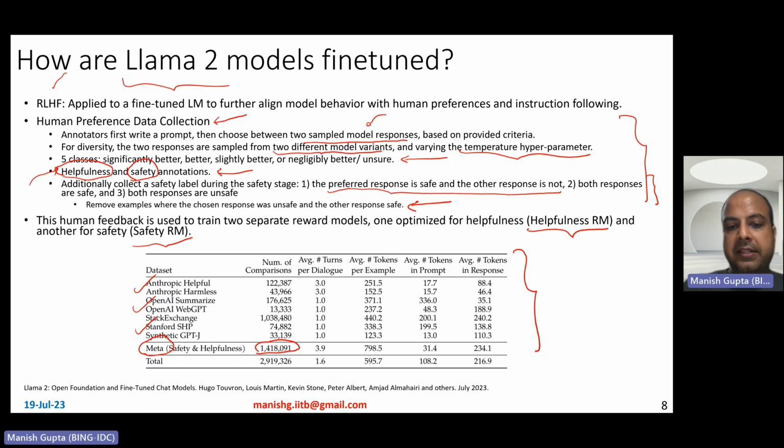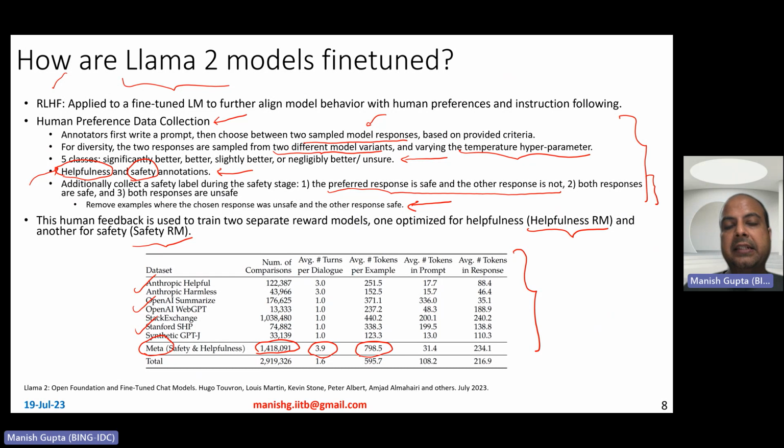Now, of course, it contains 3.9 turns on average, so basically it has good sized dialogues. Remember, here the example is that there is a prompt, there is a dialogue, and then there is a response. So there's a dialogue for which there is a response. And on average, there are about 3.9 turns in these examples, right? So that's that. Now, the sizes are also pretty large. It's about 800 tokens per example.